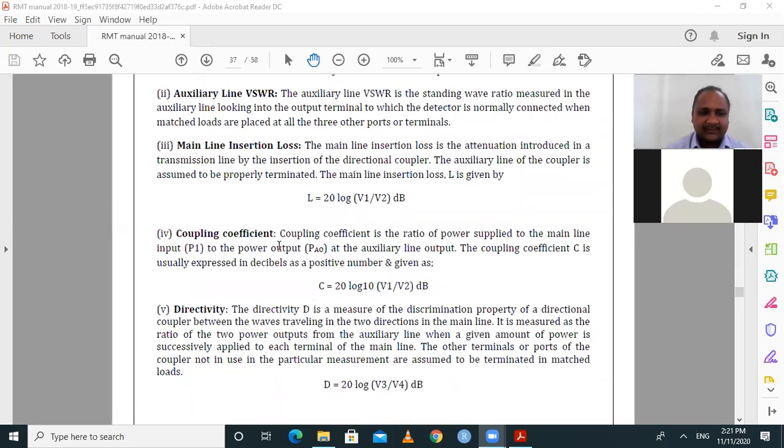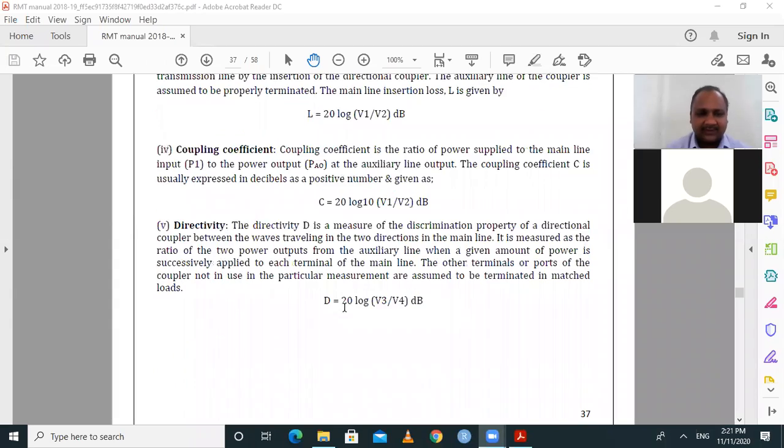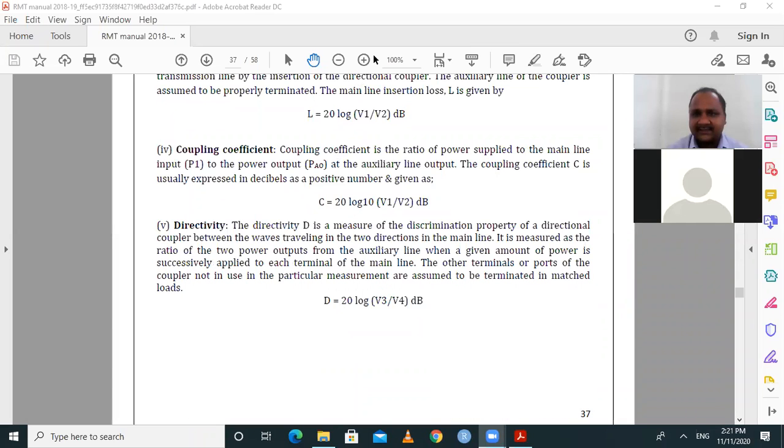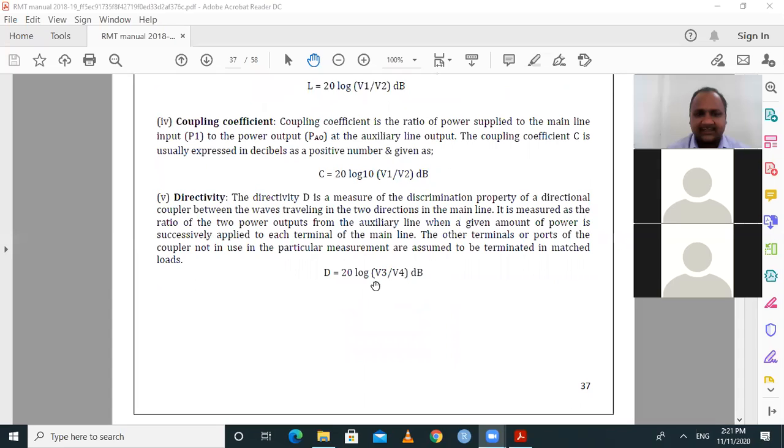Similarly, there is a parameter called coupling coefficient. Coupling coefficient indicates how much power is coupled by that particular directional coupler. It is 20 log to the base 10, again V1 upon V2. And then you find out the directivity of a directional coupler. Directivity can be given using the formula 20 log to the base 10 V3 upon V4. Here V3 is the output from port number 3, and V4 is the output from port number 4.